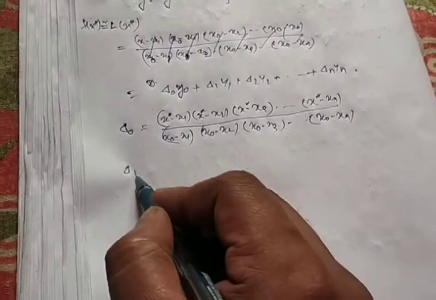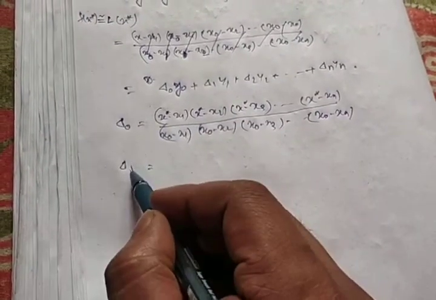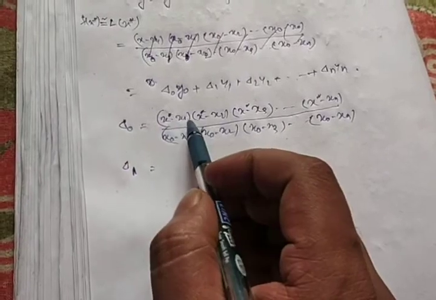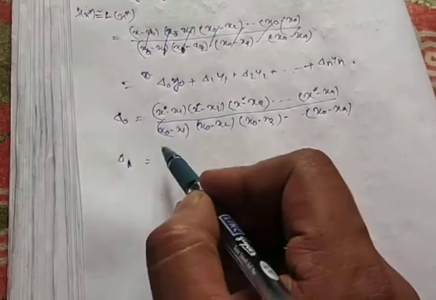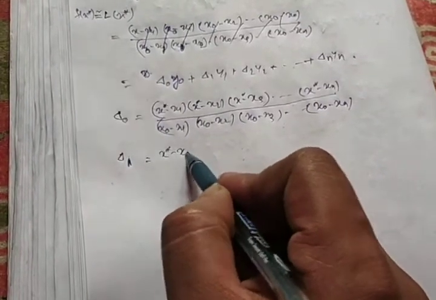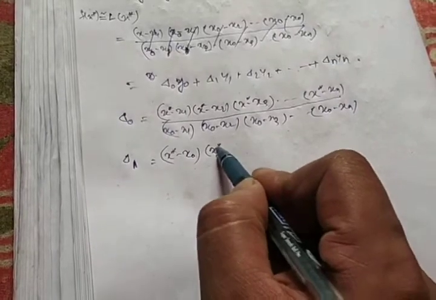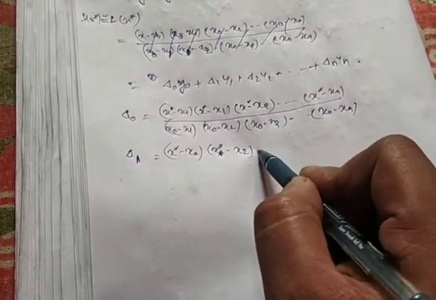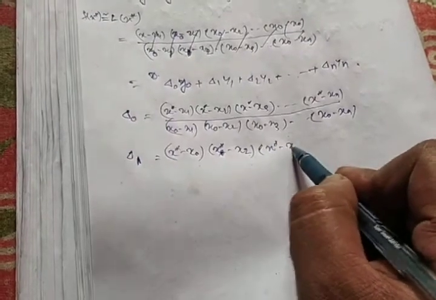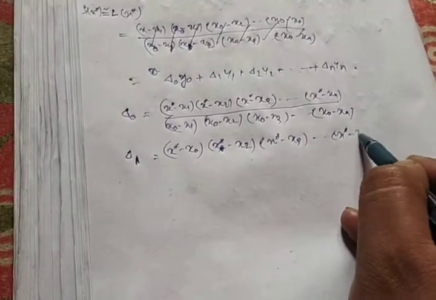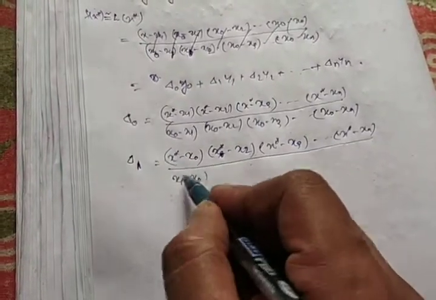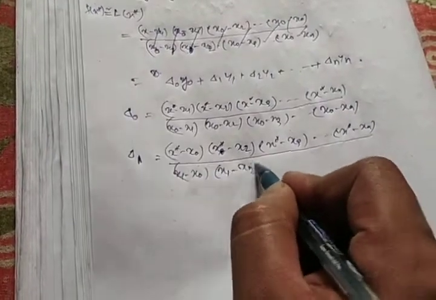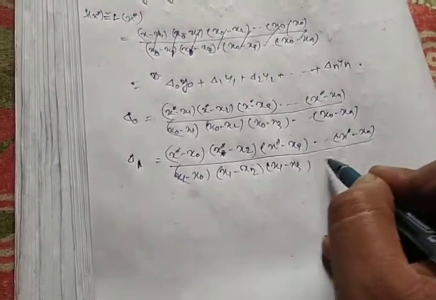Delta 1 will be, when delta 1 is coming, we will consider the point x1. We will find the differences from x1. So x star minus x0 into x star minus x2, x star minus x3 up to x star minus xn, divided by x1 minus x0, x1 minus x2, x1 minus x3 up to x1 minus xn.